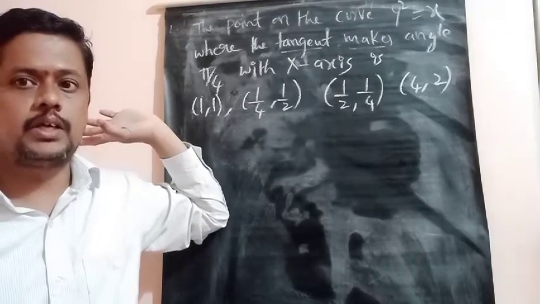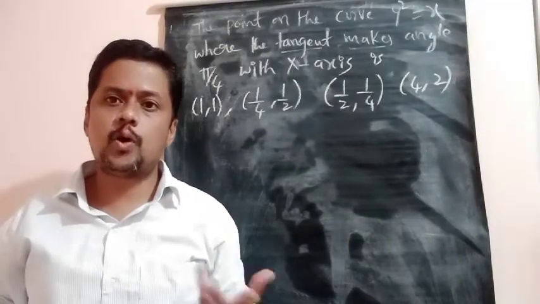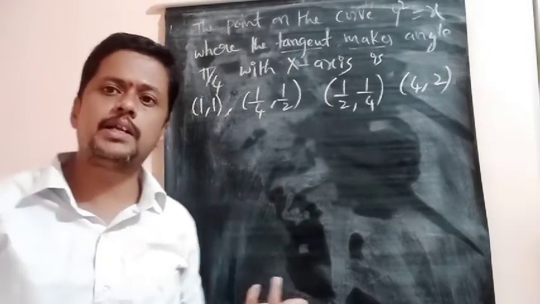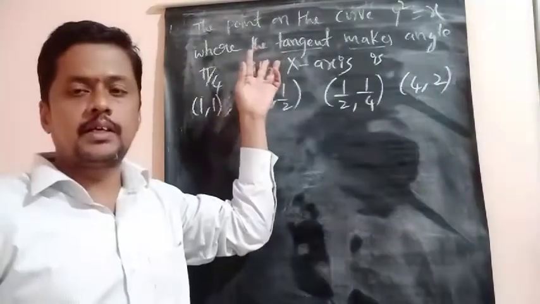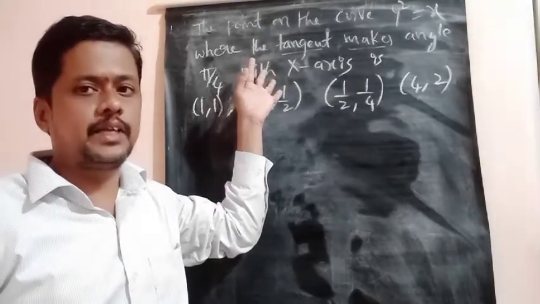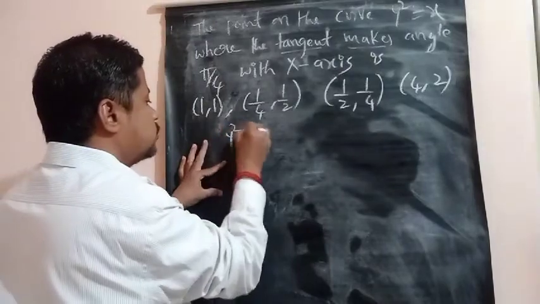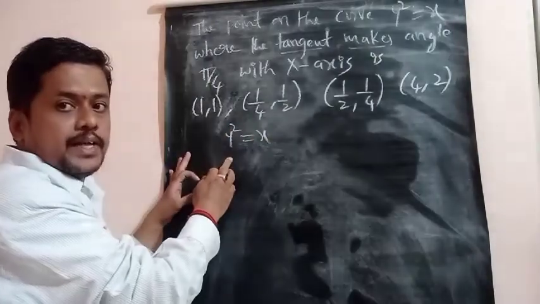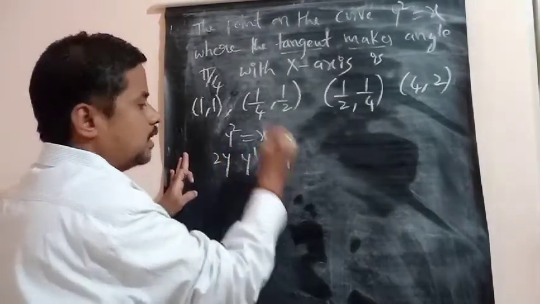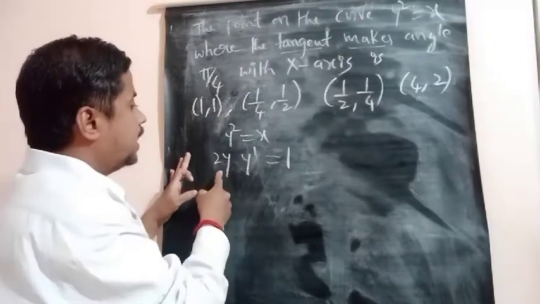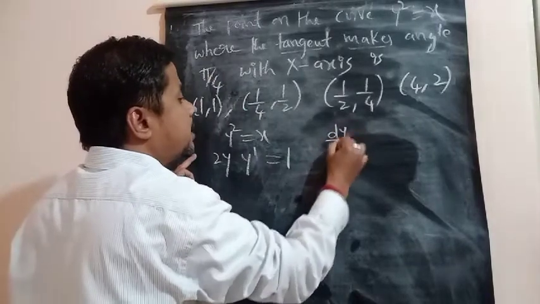So here one condition is there. The slope of the tangent is nothing but dy by dx, the differentiation. Let us take the curve y squared is equal to x. Differentiate this. The derivative of y squared is 2y times y dash, and the derivative of x is 1, since dx by dx is equal to 1. So what is dy by dx here? dy by dx is equal to tan theta.